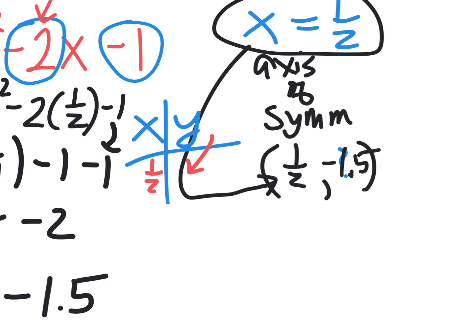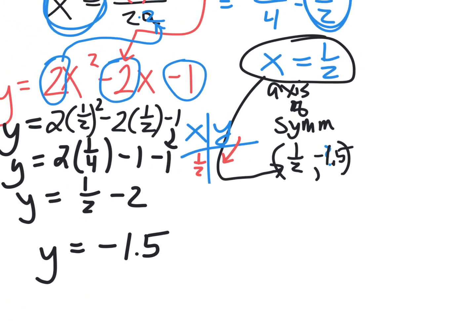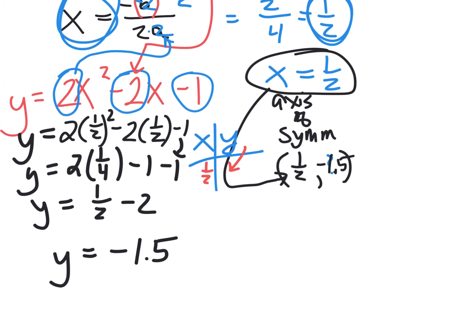That's the vertex. Now we just did a hard one because it had a fraction in it, but I just wanted to show you it's not that hard. That'd be the hardest thing we'd ever do. It's like put in 1/2. Normally you're going to get a nice number like 1 or 2 there.